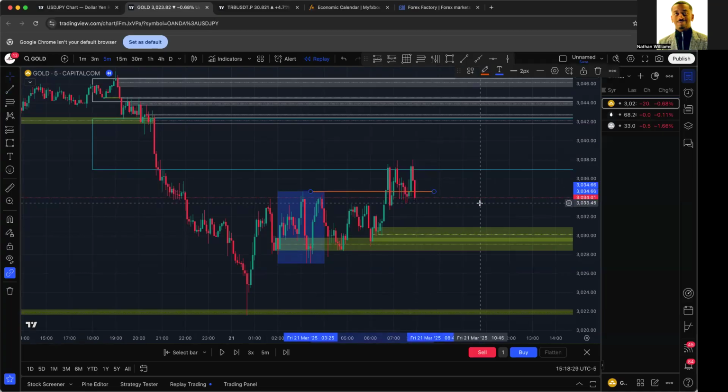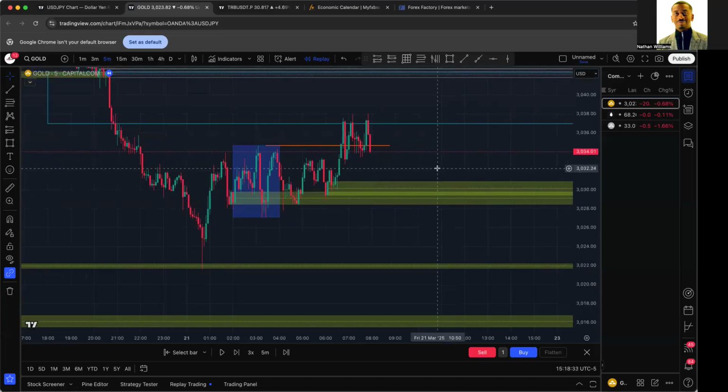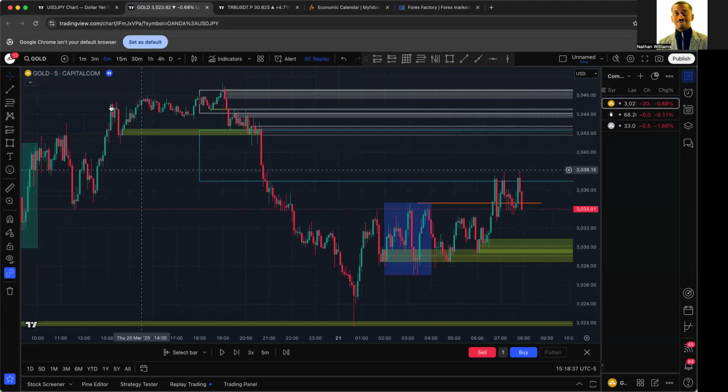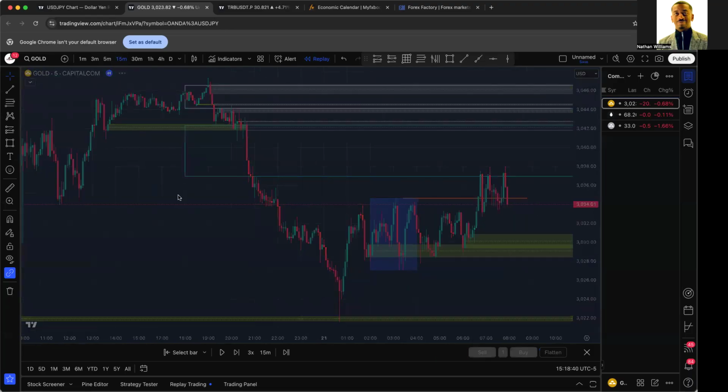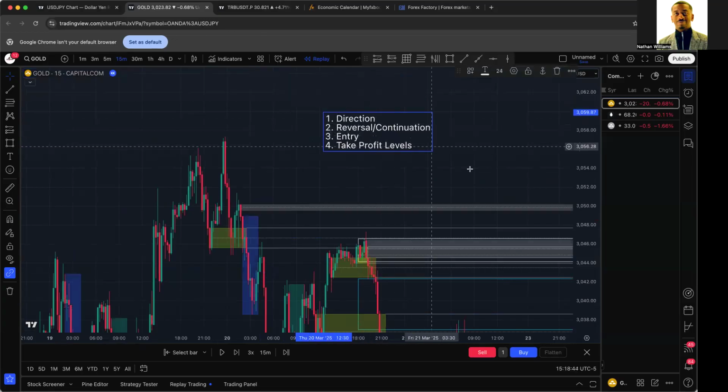All right, so we've swept the liquidity from London session, and now we've identified our potential trade. Let's go back to the 15-minute time frame so we can see the steps here. There they are. Reversal. So now we're definitely looking for continuation.